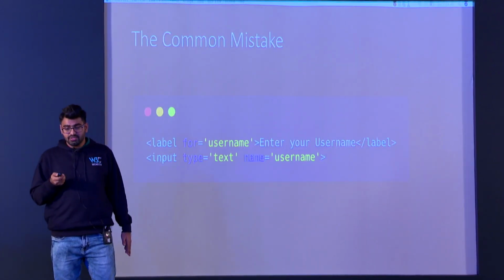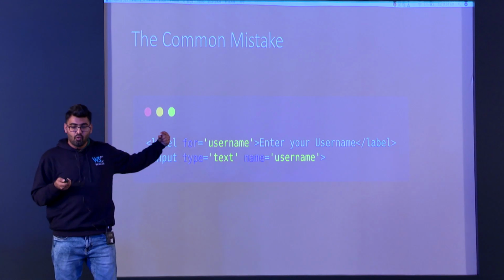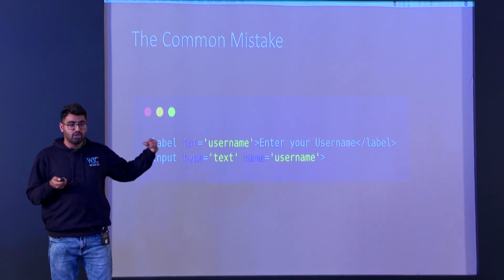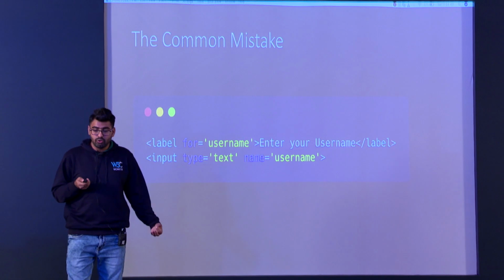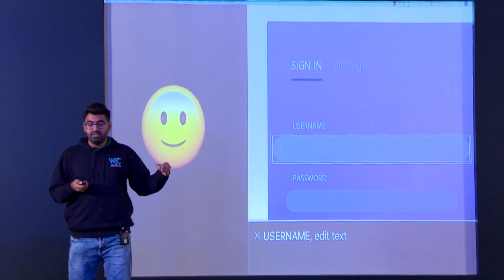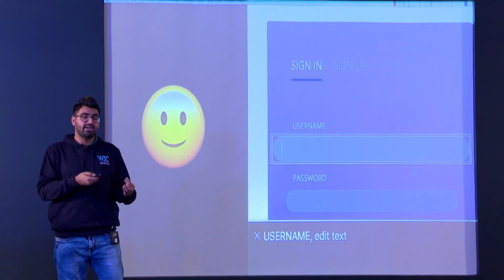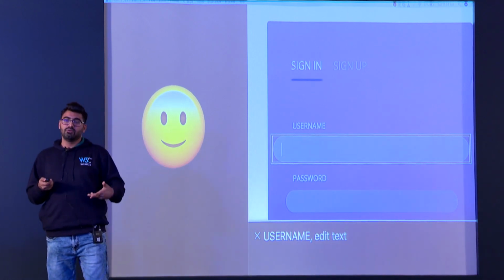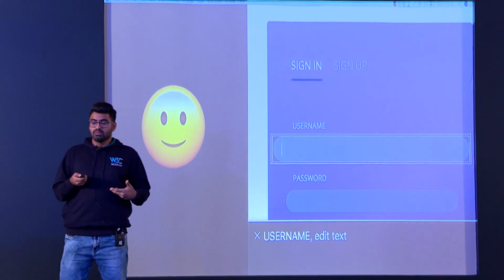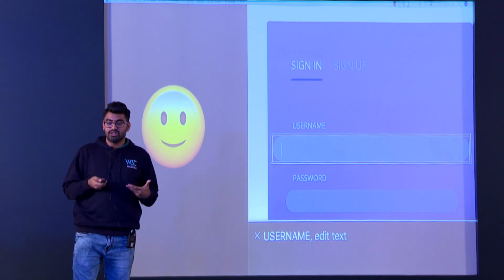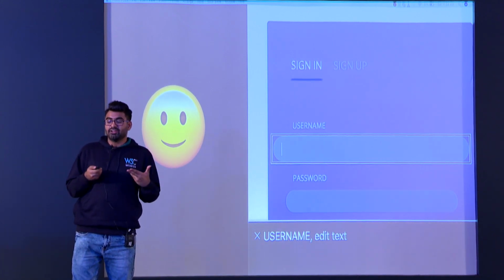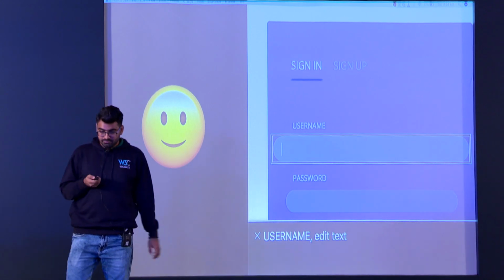So the mistake in this code, as you can see, is for equal to username and then name equal to username, right? Instead of that, what you need to do is for equals to username and ID equals to username, instead of name equals to username. So the for inside the label and the ID inside the input should match, and then the screen reader will be happy and will say "username edit text." So if somebody is blind and is using a screen reader, going through this piece of code which you have written, he'll get "enter your username" or "username edit text."